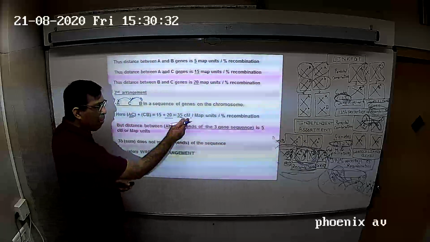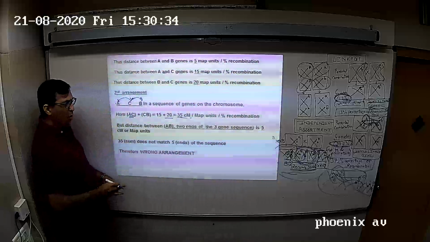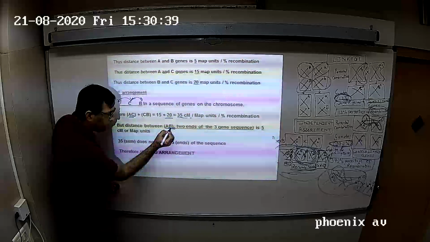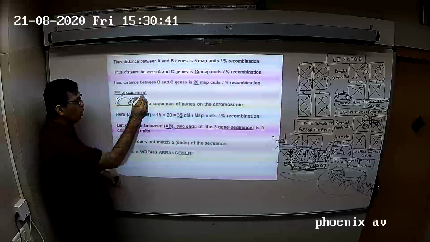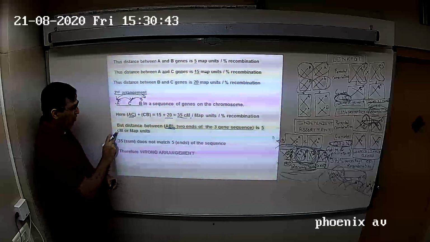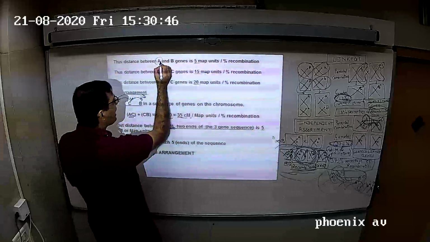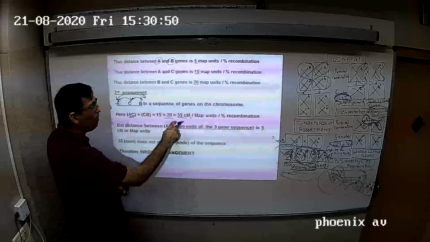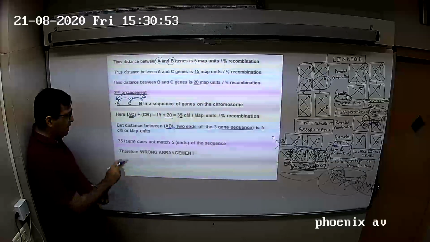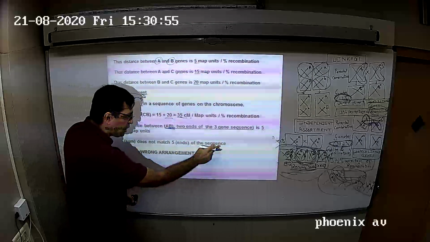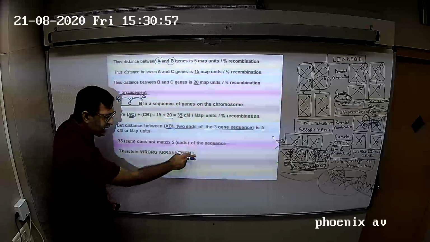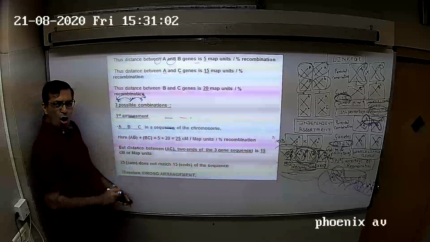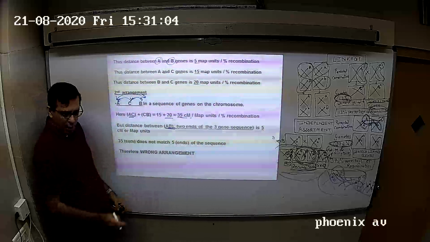35 centimorgans or map units or percentage recombination. But the distance between A and B, the two ends of the chromosome, is how much? 5 map units, or percentage recombination, or centimorgan. 35 does not match 5, the ends of the sequence. Therefore, this is also a wrong arrangement. So ABC is wrong and ACB is wrong.